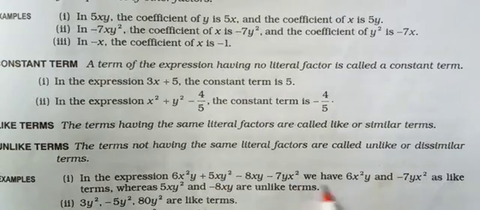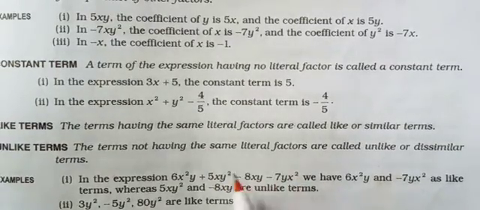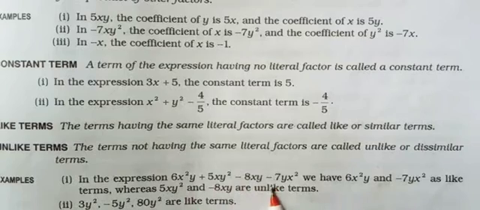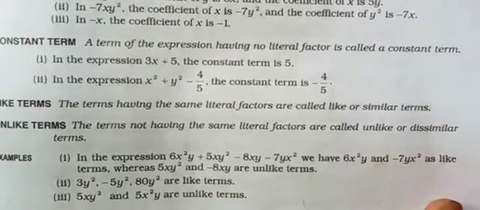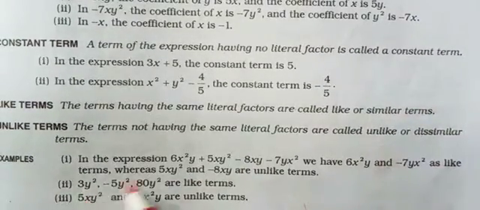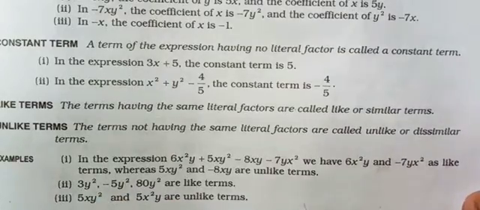Now we see that 6x square y and minus 7x square y are like terms, because here the literal factors are the same, x square y. Whereas 5x square y, 5xy square and minus 8xy are unlike. These are unlike. Hope you are understanding. Similarly, some more like terms and some more unlike terms are given.